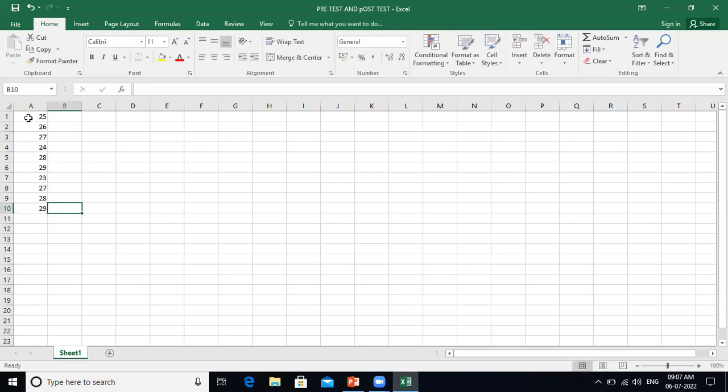Now I will insert the marks related to the post-test in column B: 34, 36, 38, 39, 37, 38, 39. These marks I am inserting as an example. You have to put in your own research marks.